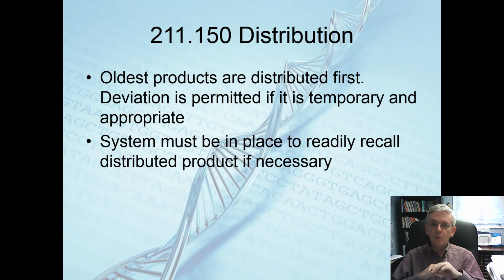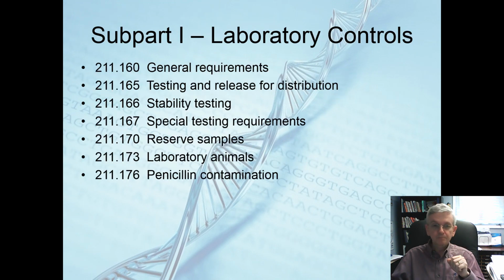Distribution of your product. The oldest products are distributed first. That's the FIFO system. If you remember me speaking about that earlier, first in, first out. Deviations are permitted if it's temporary and appropriate, meaning you've got rationale and you document it. A system must be in place to track your distribution, so if you have a recall, you can go back and readily find where your product may have gone, as necessary.